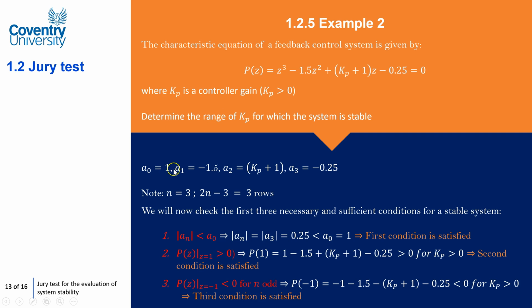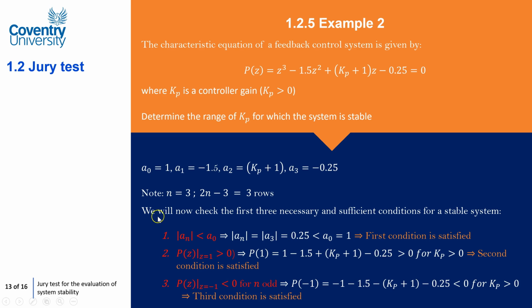So here you can see I've determined the coefficients. A0 is 1, A1 is minus 1.5, A2 is Kp plus 1, and A3 is minus 0.25. Note, if we're in this rule, 2 multiplied by 3, which is 6, minus 3, hence you need to use 3 rows in the table.